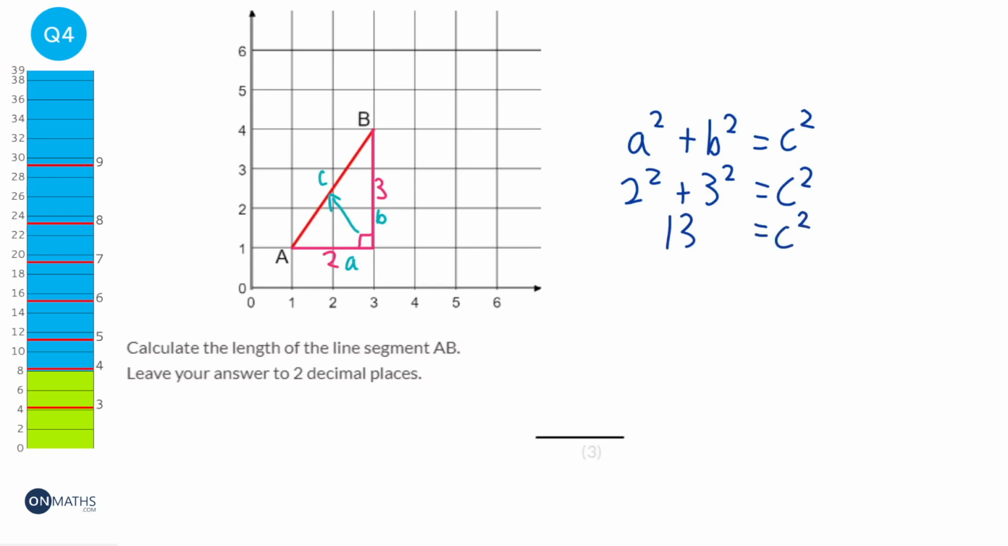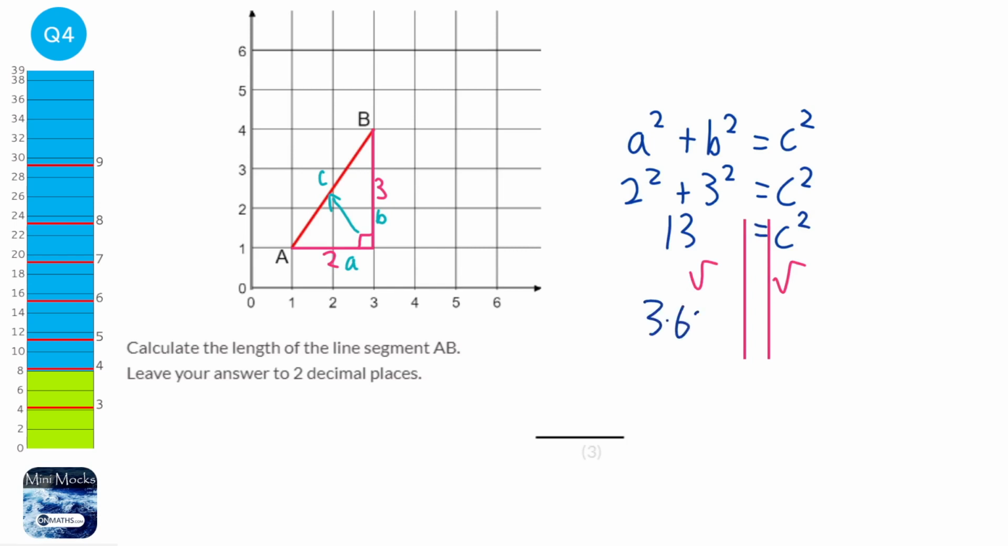And then we're just going to solve that by square rooting both sides. So the square root of 13 is 3.605 and so on. And it asks for 2 decimal places, so it's going to be 3.61.